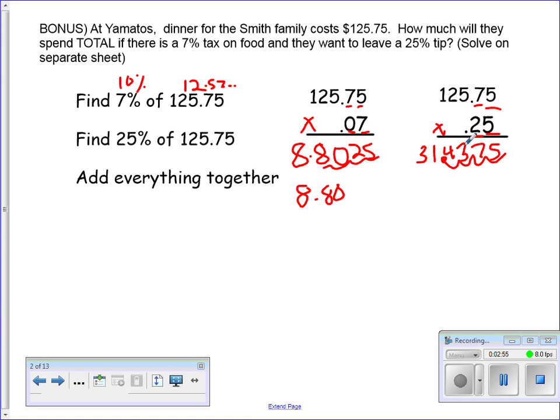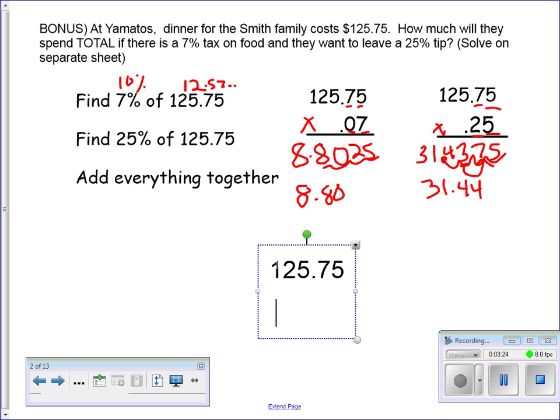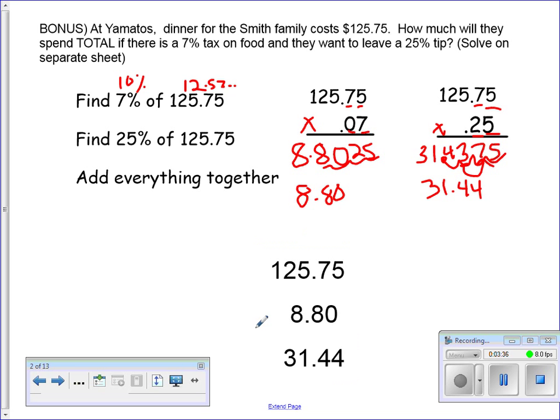Rounding to the nearest penny here, I have a 3 looking at the 7. When I round to the nearest penny, I have $31.44. So the last thing I need to do is take the bill, $125.75, and add my $8.80 in addition to my $31.44. Make sure all of your decimals are lined up.